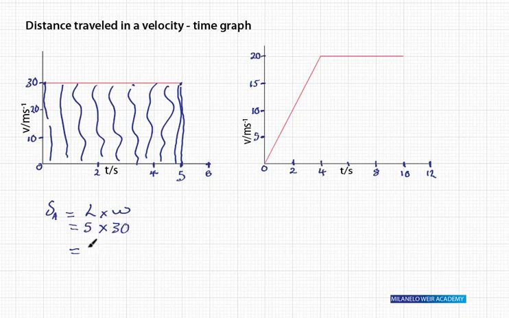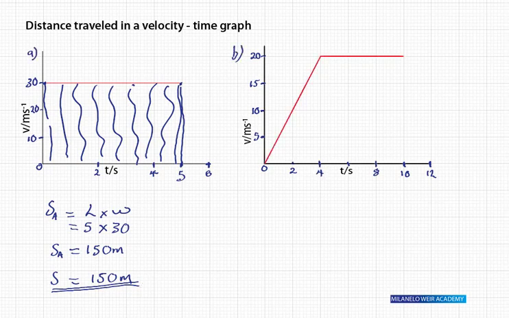This is 150 meters. That is the distance represented by the area. So it's just S is equal to 150 meters. So that's it. The distance traveled in a velocity time graph is the what? Area under the graph.